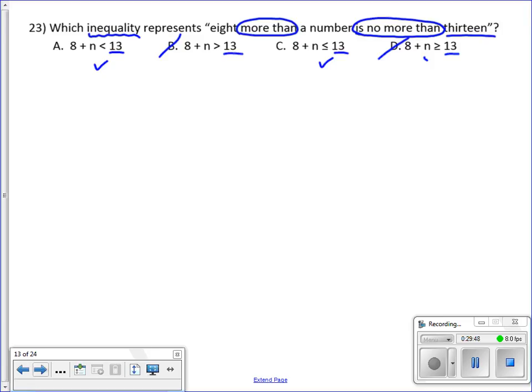Can it equal 13? It is no more than 13. It can equal 13, because it's no more than it. It can equal it, but it can't be any more than it. It's kind of like that one we did in class about going no more than 65. I think I was equating it to miles per hour. So this is the answer we're going for here, because it can also be equal to it.